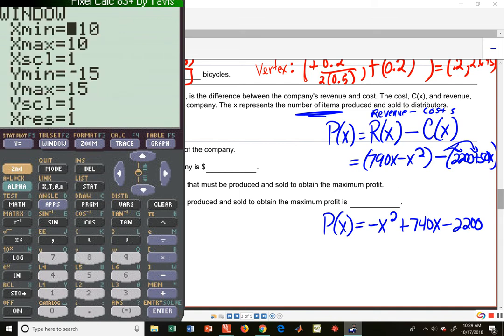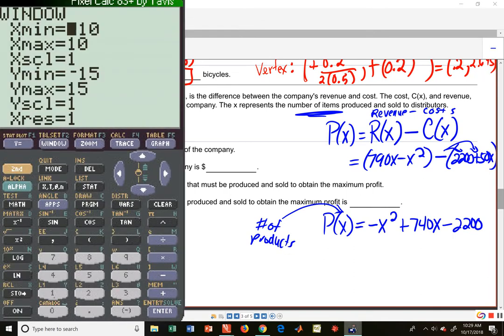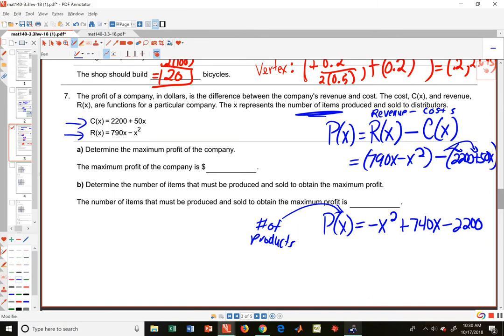It's a little tricky to get a good window here, but keep in mind the X represents the number of products sold or created, and so you're not going to sell negative products. So we're going to change our window not to include negative numbers for our X. And again, we don't really know, is this company selling thousands of products or hundreds of products? It's a little unclear. So that's one reason we go to our vertex formula.